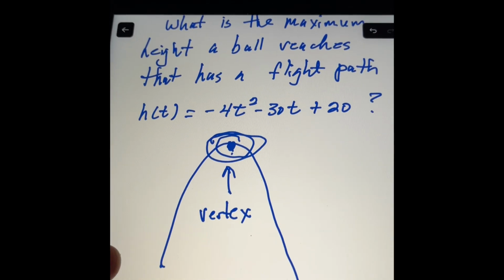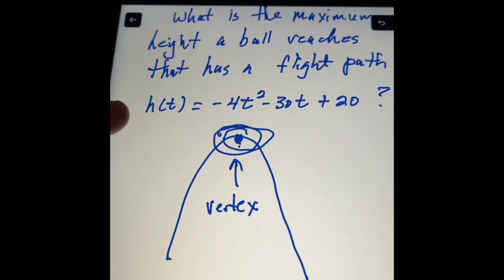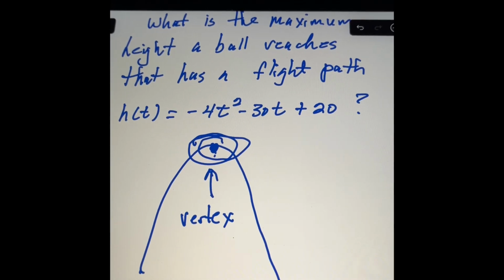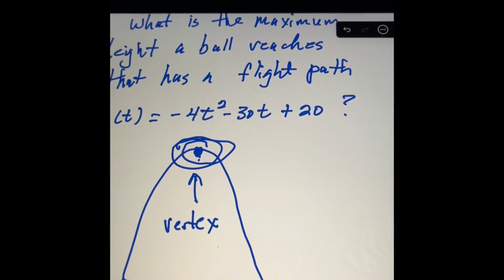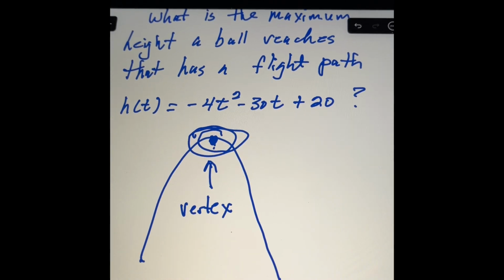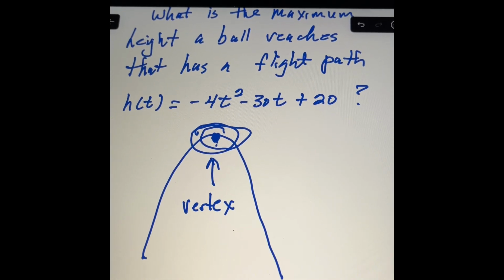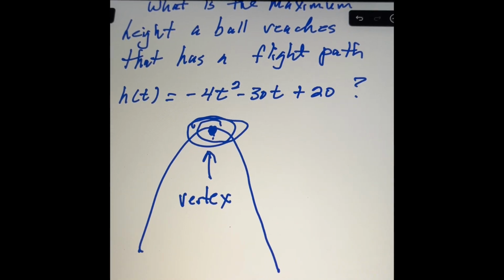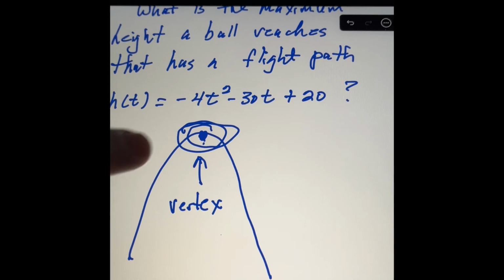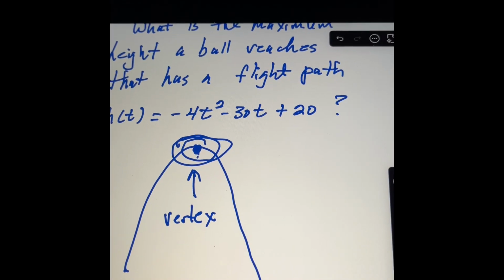Now the alternative is to take a graphing calculator and type this equation in and graph it and figure out where that peak is. Sometimes you can do that by using the trace menu, or you can do it by looking at the table of values and trying to pinpoint where that peak is. So the highest point is the vertex.